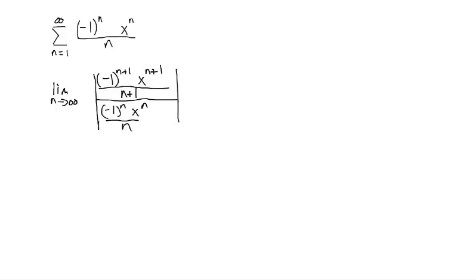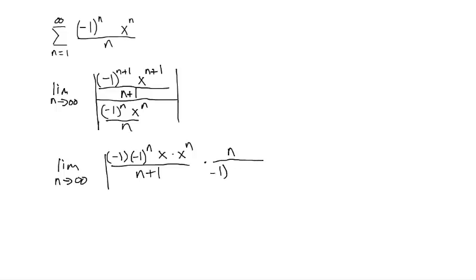And now I'm going to rewrite this division as a multiplication, and I'm going to rewrite some of my factors. So I have the limit as n approaches infinity, and then I'm going to have negative 1 to the n plus 1, which I can rewrite as negative 1 times negative 1 to the n, and x to the n plus 1, which I can rewrite as x times x to the n, all divided by n plus 1, times, and now we're going to invert the denominator, so I have n divided by negative 1 to the n, x to the n.